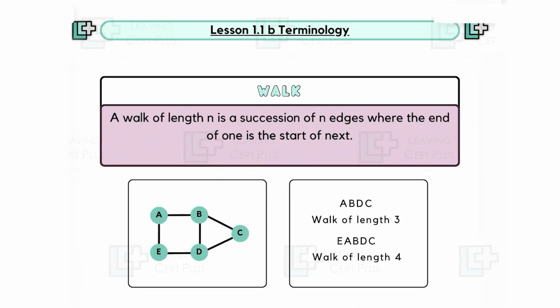This is lesson 1B, terminology in networks and graphs. We're just going to look at a few more words that we need to know to answer networks and graphs questions. Our first word we're looking at here is walk.